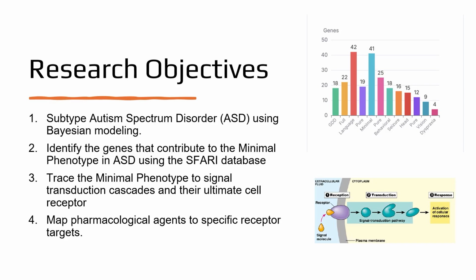I want to emphasize the signal transduction step. It's not enough to know what gene is affected by what mutation. We have to follow the domino effect that occurs in the cell. If a signal molecule cannot bind to a receptor, there is a block in the pathway causing cellular response to die. My goal was to find exactly where and how every domino fell for every gene in the minimal phenotype.